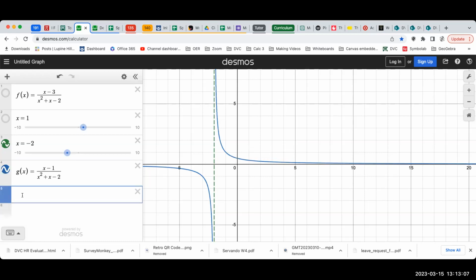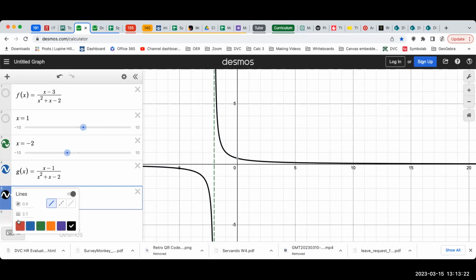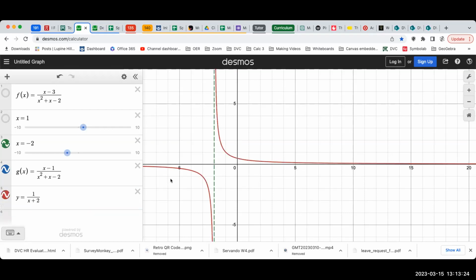Now let me write what we ended up getting. What was it when we canceled out the x minus 1? And I want you guys to notice the graph. What do you notice about the graph of this guy and the graph of g? Same thing. Exactly. This one does not have a hole there.